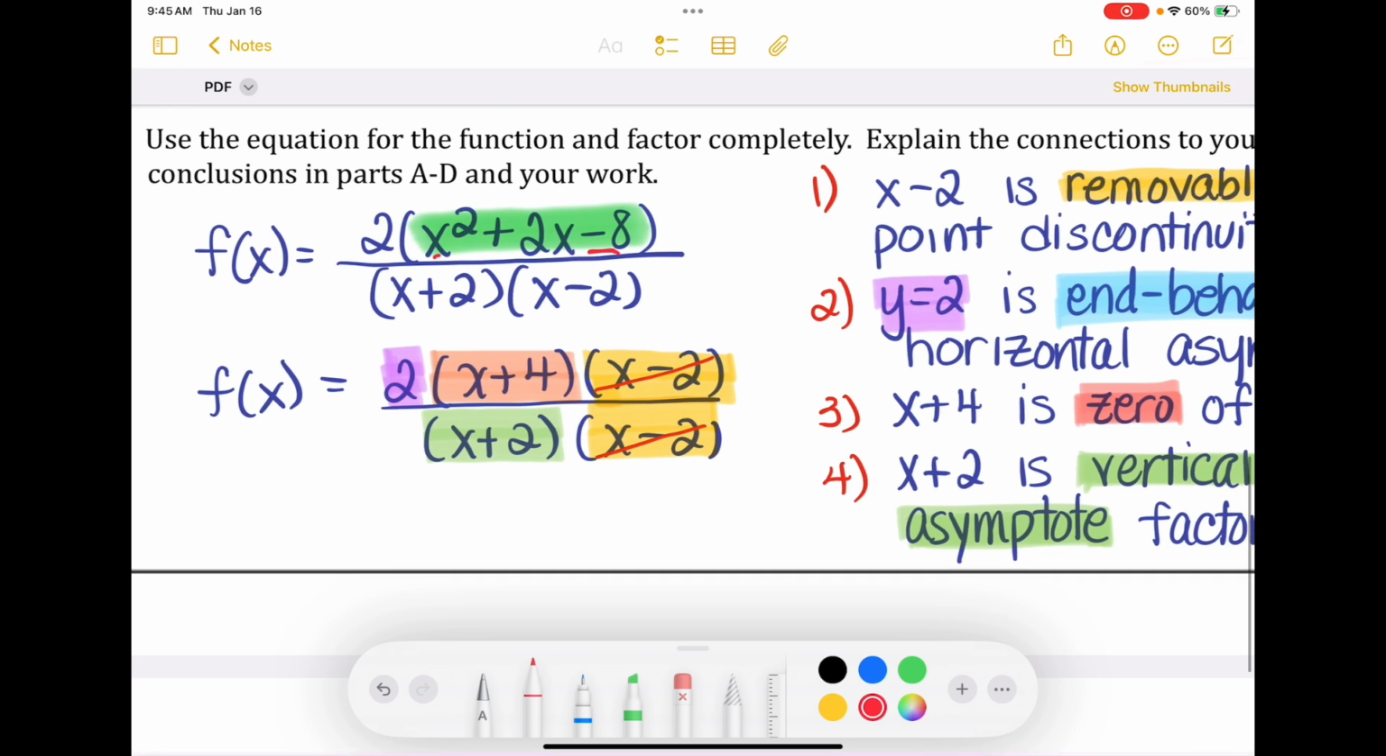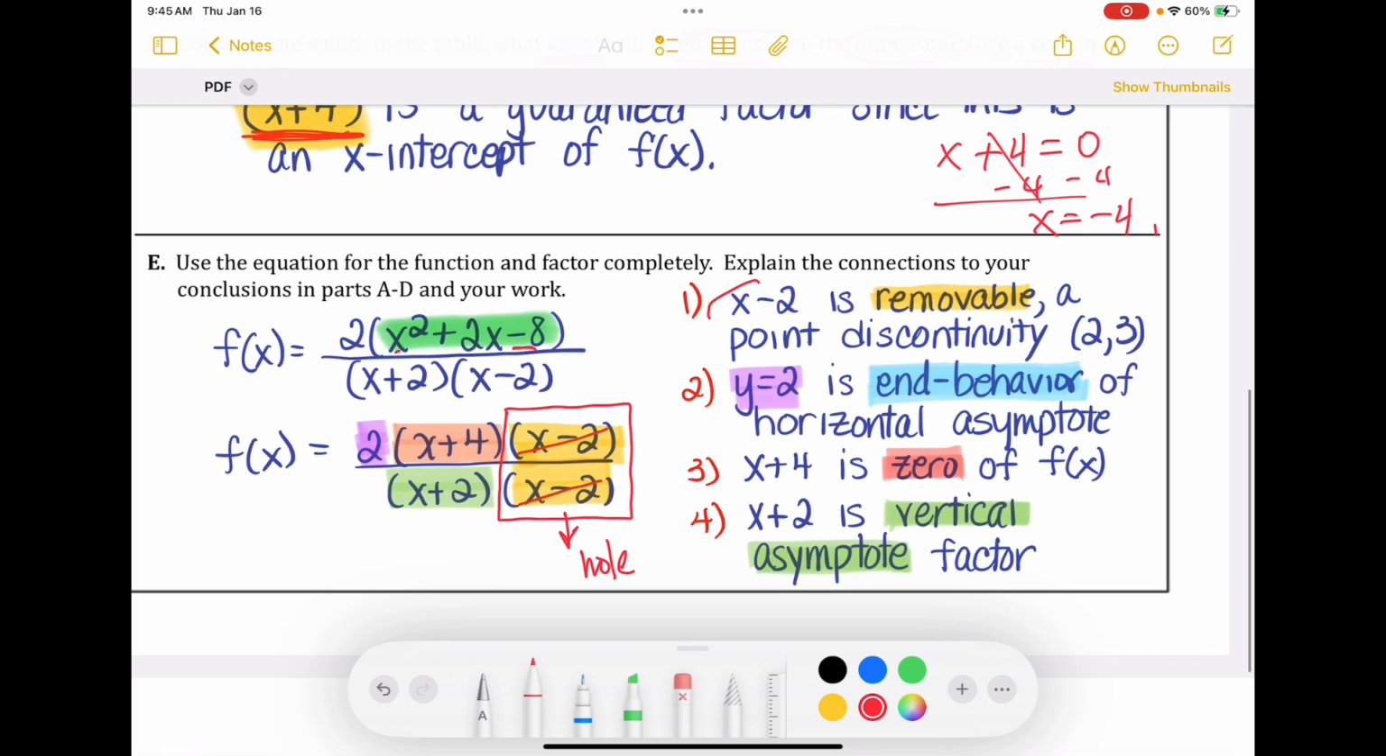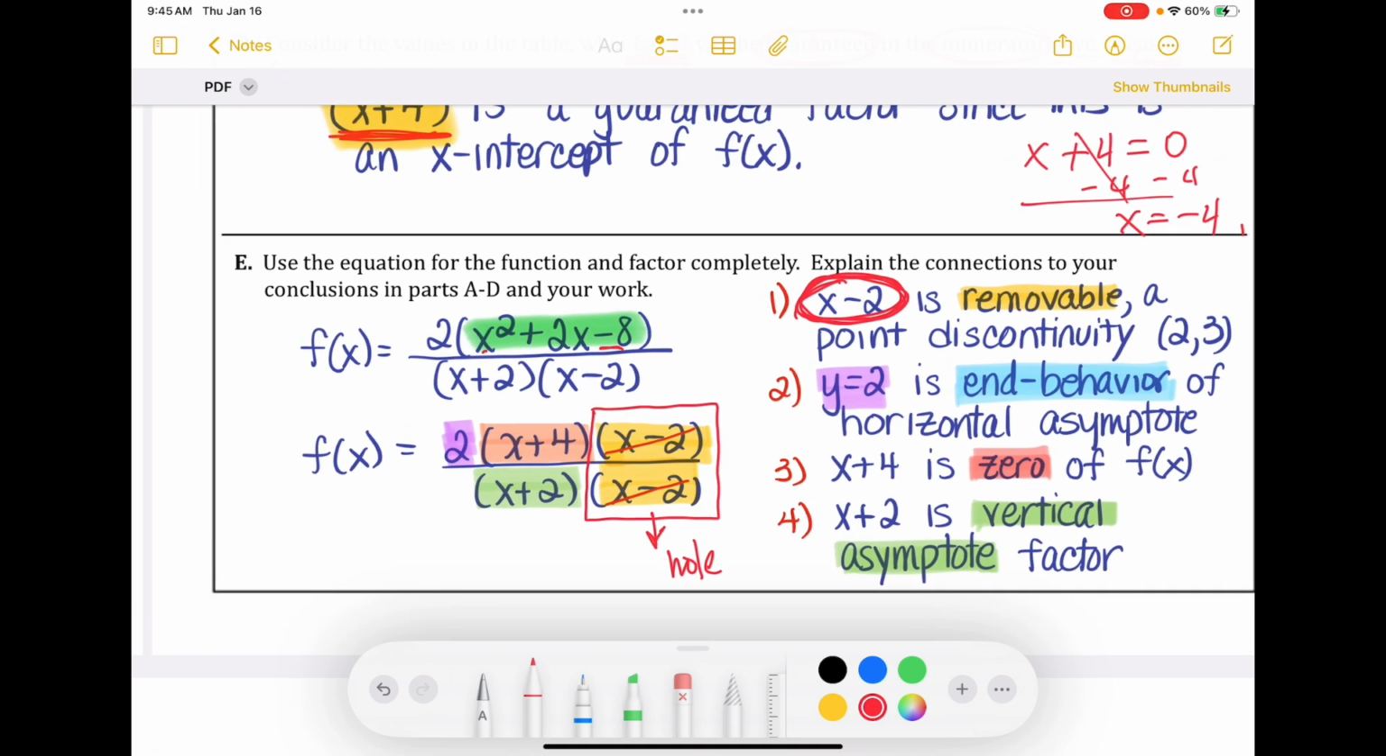Then come to our home run. Because top and bottom are exactly the same, we can cancel out. When we cancel out, that gives us this, it's a removable hole at x equal to 2. So far so good, that matches. So what do we know about the denominator? The x plus 2, that is my vertical asymptote. Vertical asymptote. So far so good.